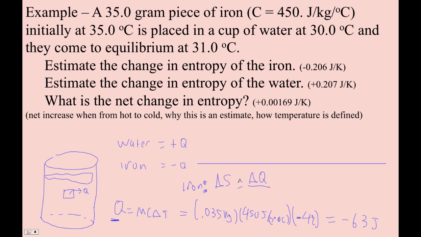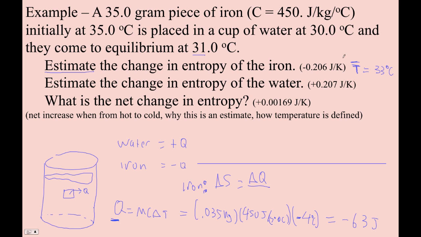Now here's the problem, and this is why it says estimate. We need to integrate this and figure out differentially all the little changes, right? Because this iron goes from 35 to 31. On the average, it's 33 degrees, so the average temperature of the iron is going to be 33 degrees Celsius. That's why it's an estimate. Really, you have to do some sort of an integral. You have to use calculus here because it's constantly changing from 35 down to 31.